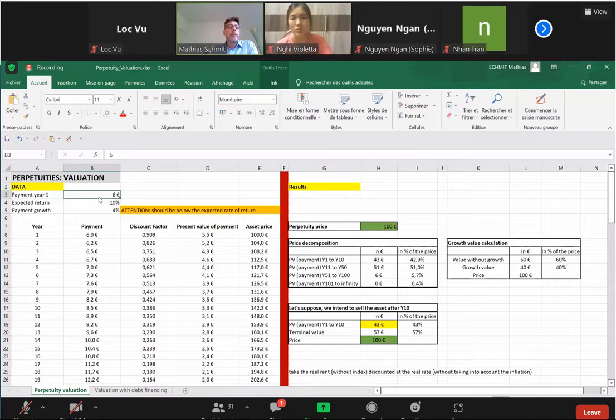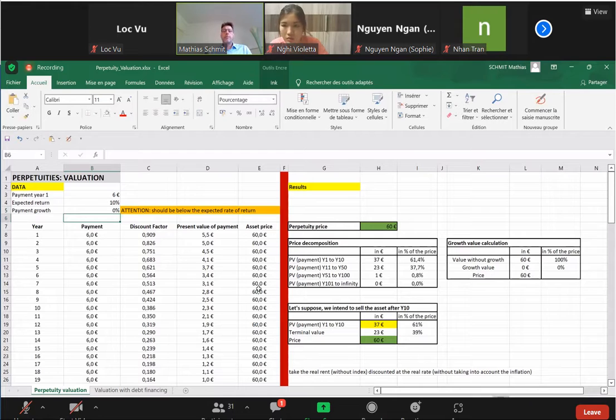You have the payment of the next year. If it's a share, it's a dividend. If it's real estate, it's a rent. So it can be for many assets that you value with perpetuities. So for instance, you have 6. Let's assume you have no growth at this stage. The value of your perpetuity is 60, which is 6 divided by 10%.